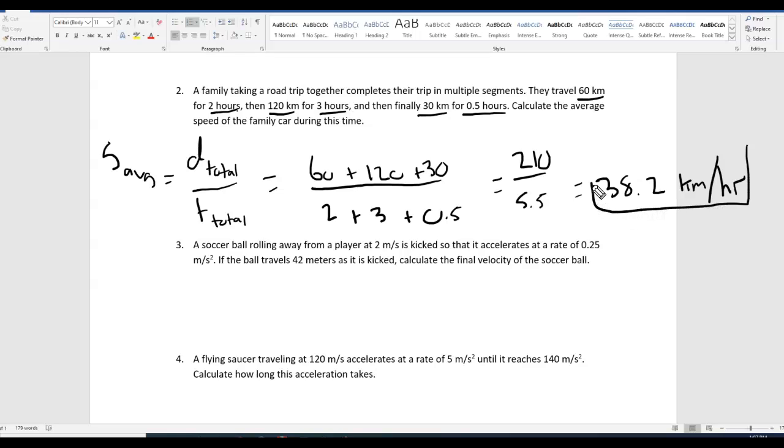Okay, so that is the average speed of this family taking a road trip together. Okay, so hopefully that's what you got for question number 2. Pause it there if you need to check your answer again.